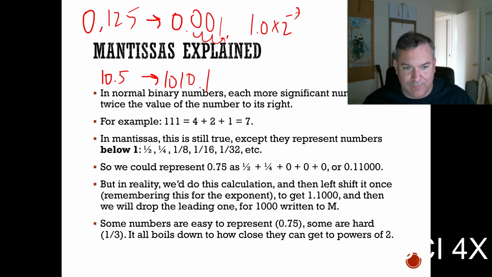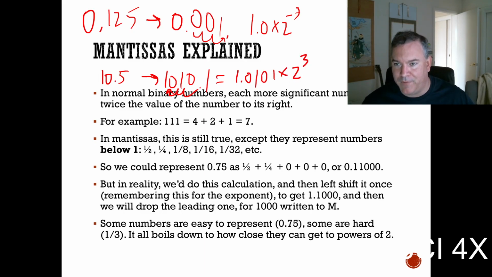So Guerrero, which way do I shift the decimal point? 3 to the left. Very good. So if I shift this 3 to the left, 1, 2, 3, then this number is the same thing as 1.0101 times 2 to the third. Do you guys see that? Does that make sense to you guys? I'm going to give you a worksheet on this, so hopefully it does.